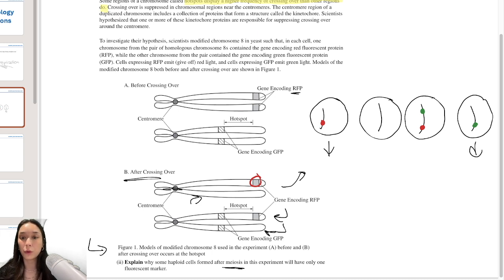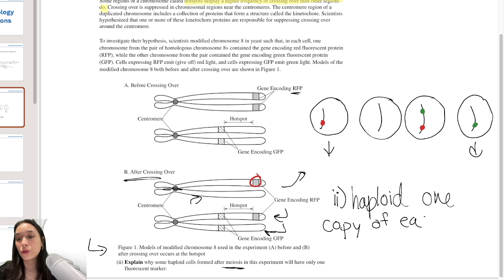Frankly, the answer for this one, what I would put, so it just says explain, so you only really need 1 sentence for this. Explain why some haploid cells formed after meiosis in this experiment will have only 1 fluorescent marker. So for this one, the reason is that haploid only contains 1 copy of each chromosome. And you can also say because there's 2 divisions. You can keep expanding on this.